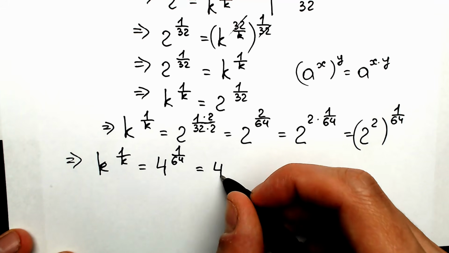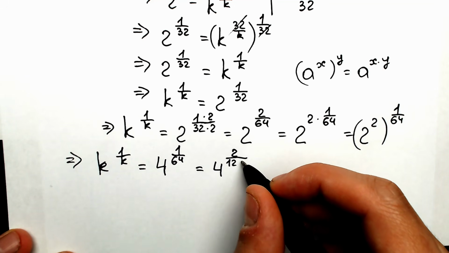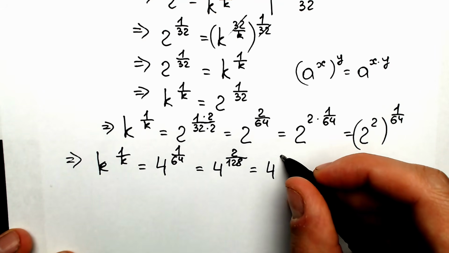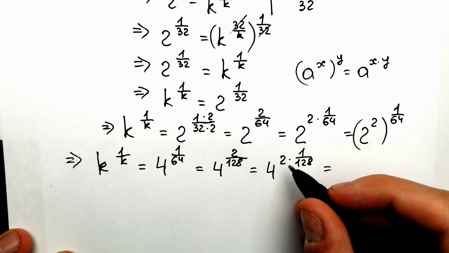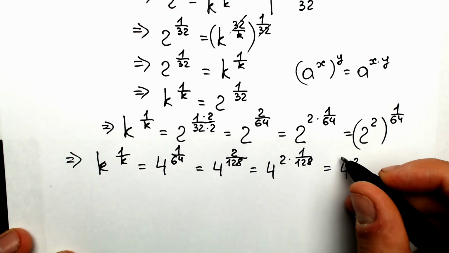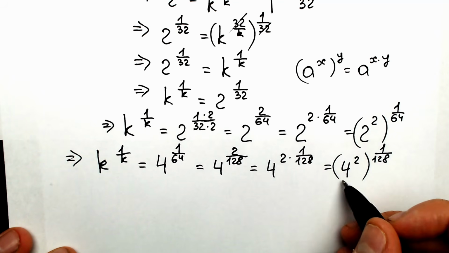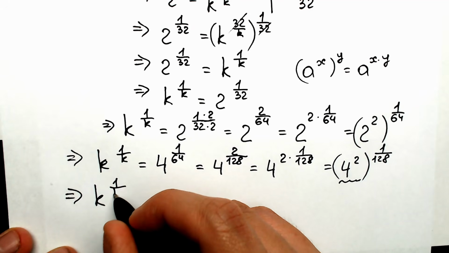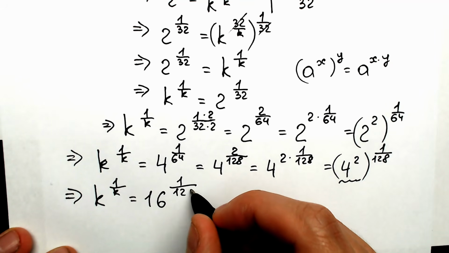So we have 4 to the power, right here we multiply it by 2, so we have 2 over 128. Okay, and right now we split it, so we have 4 to the power 2 times 1 over 128, and we write the same thing, 4 squared, so we have 4 squared to the power 1 over 128. And 4 squared equals 16, so we have this line, k to the power 1 over k equals 16 to the power 1 over 128.